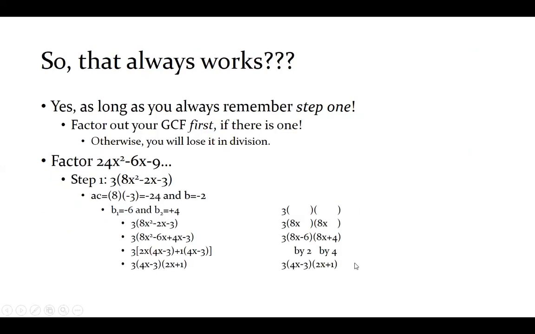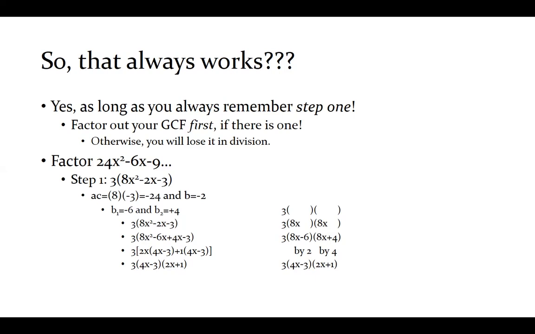So that always works. Yes, as long as you always remember step 1. Factor out your GCF first if there is one. Otherwise, you're going to lose it in the division process at the end. So here's one more example, 24x squared minus 6x minus 9.